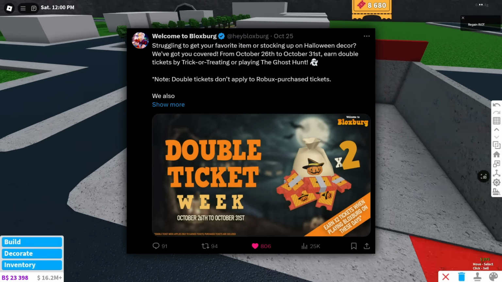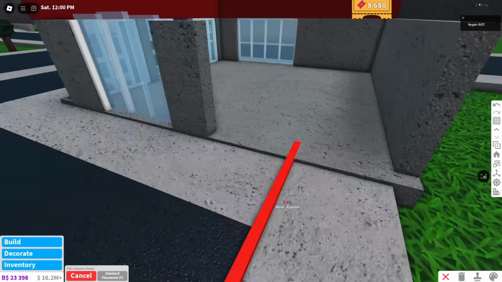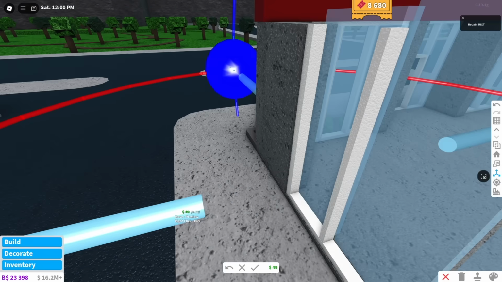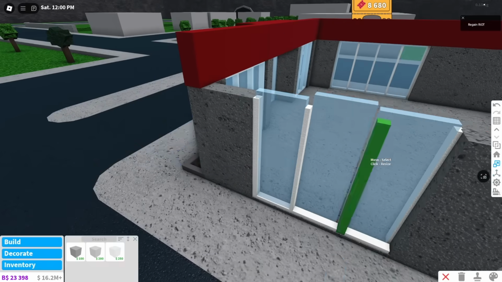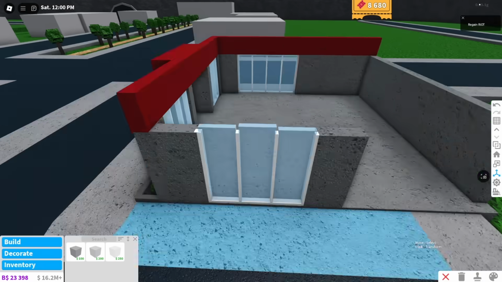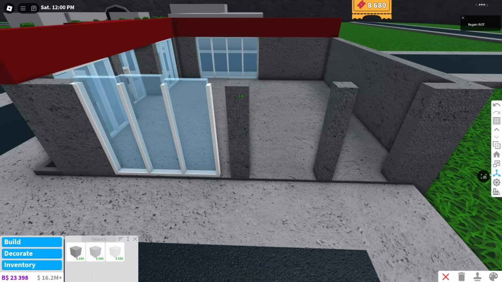Bloxburg hosted a 2x ticket week. If you're just now finding out about that, unfortunately, you're 2 days late. Trick-or-treating, hunting ghosts, collecting fallen tickets, and every other ticket-related feature was doubled. This went on from October 26th to October 31st. Don't worry though, if you still haven't collected tickets, you have until November 11th.